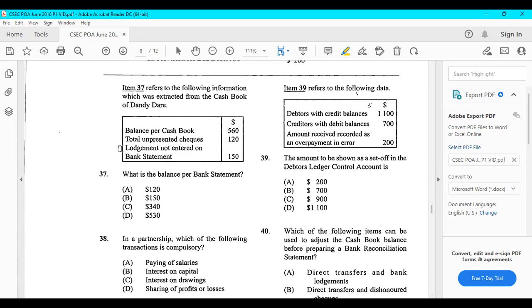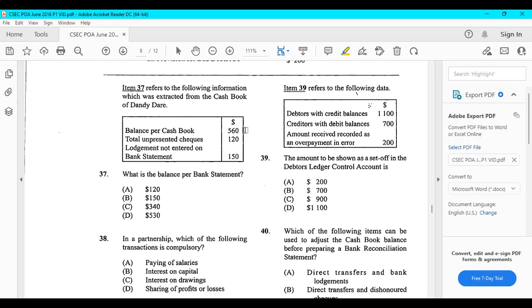The cash book of Dan the Deer. All right. So what is the balance per bank statement? So you are given the balance per cash book. You're given total unpresented checks. You're also given lodgement not entered on the bank statement, right? So what we do is we are going to use the balance as per cash book to reconcile. So we add unpresented checks. So we're starting with the balance.